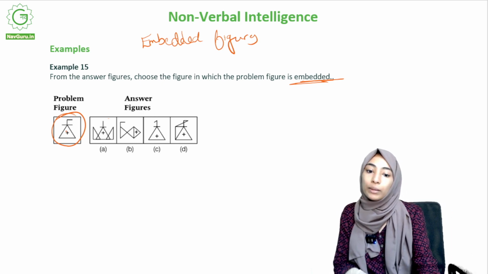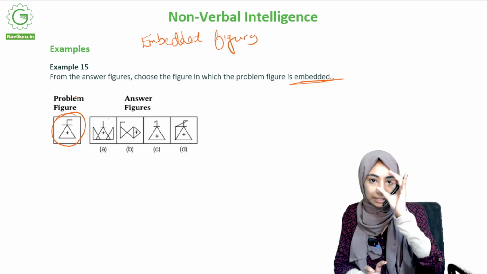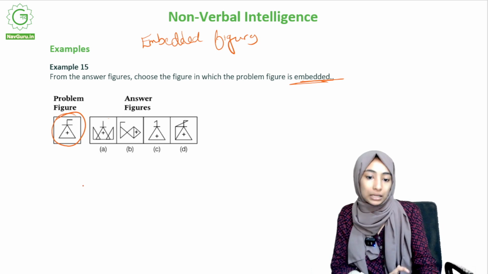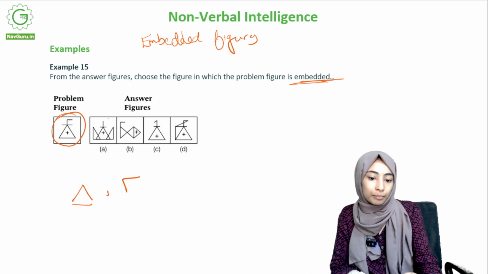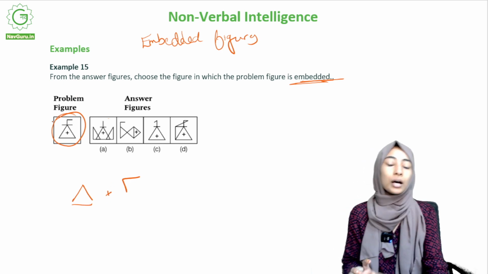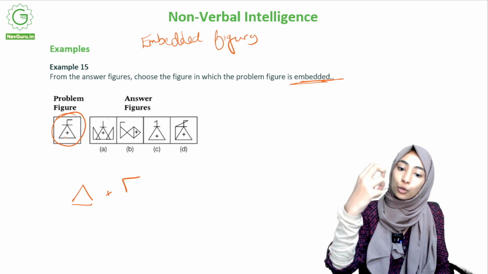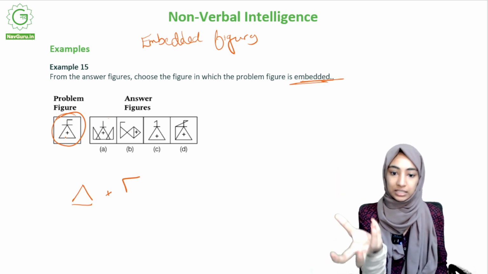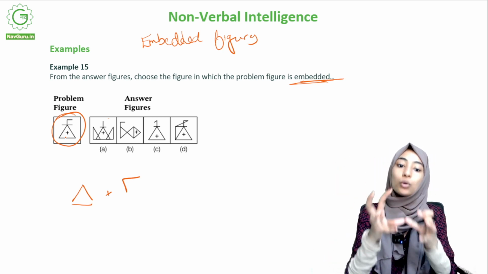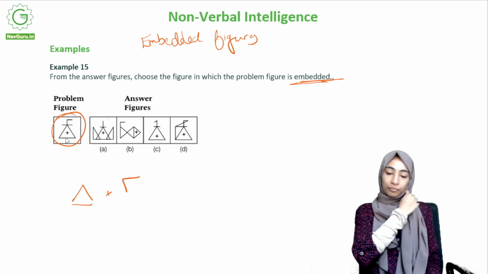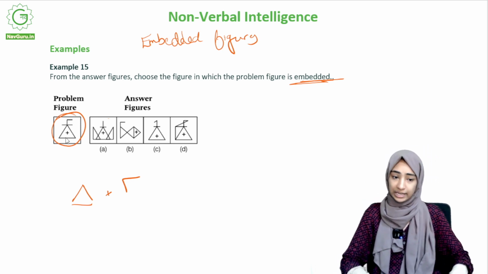And by embedded we mean you will have this figure like this itself. It won't be in parts. It won't be that in the figure you will have a triangle somewhere and then a line somewhere and then a cross somewhere. No, it is embedded. What does it mean for it to be embedded? You will have the figure in its entirety, right? So this figure as its whole will be a part of one of these four figures, right? So your time starts now.